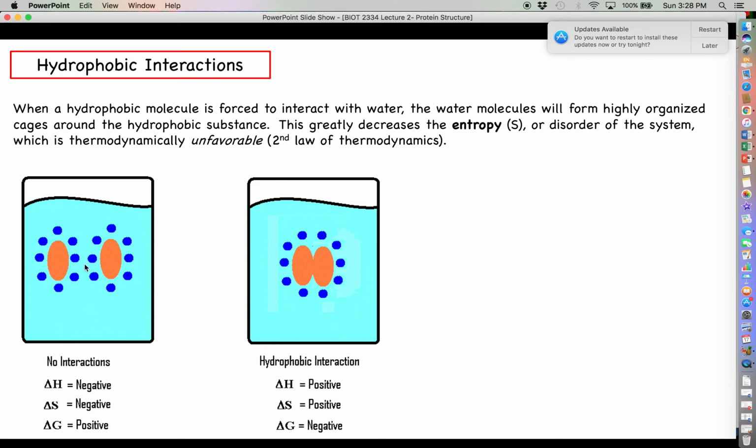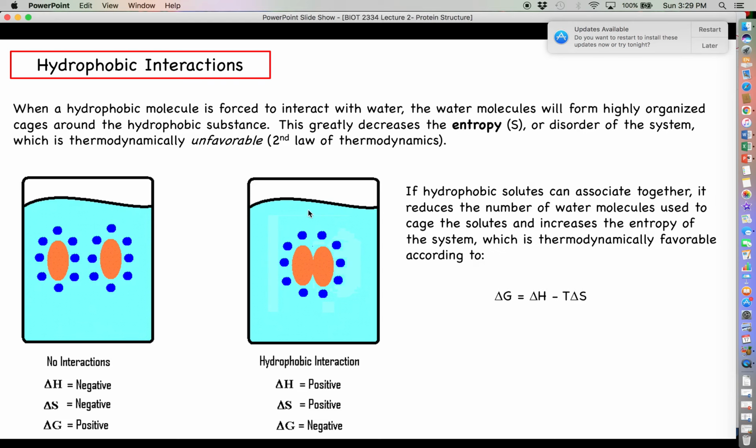Okay, so now look over here on the right. So instead of keeping those two hydrophobic molecules separate from each other, we instead allow them to glom together. This is going to reduce the number of water molecules that are necessary to form cages around the hydrophobic substances. This is less organized and therefore more disordered, and this increases the entropy of the system, which is much more preferred, again, according to the laws of thermodynamics.